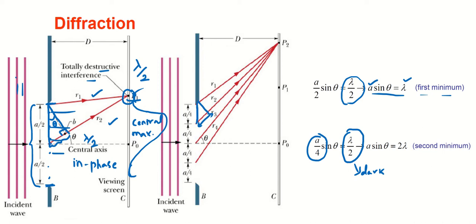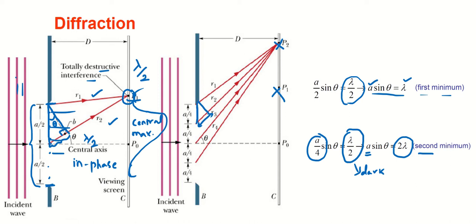Similarly, the four parts of this slit give you an overall 2 lambda difference. If you consider the entire slit with width a, then the path length difference is 2 lambda. So this will give you the second minimum. This is the first minimum and this one is the second minimum.